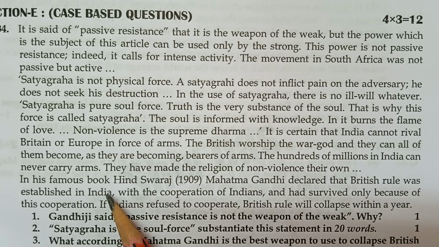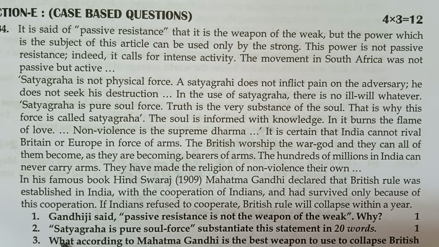In his famous book Hind Swaraj, 1909, Mahatma Gandhi declared that the British rule was established in India with the cooperation of Indians and had survived only because of this cooperation. If Indians refuse to cooperate, British rule will collapse within a year.